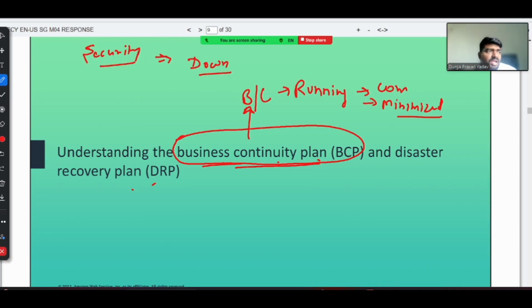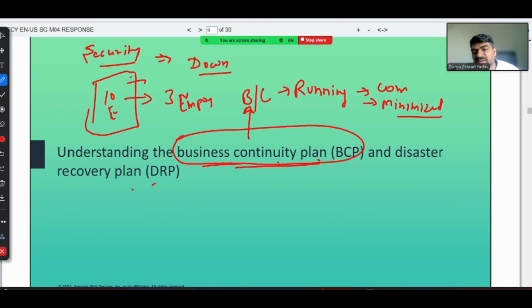Yes. So guys, let's see one more thing here. When we say BCP, for example, let's say there are some employees of the company. It is a very small company. Let's say 10 employees are working in the company. One day, 3 employees become absent, for example. It doesn't mean that the company will stop working. The company will be working. So business continuity plan tells us even in the minimized capacity, the business should be continued.